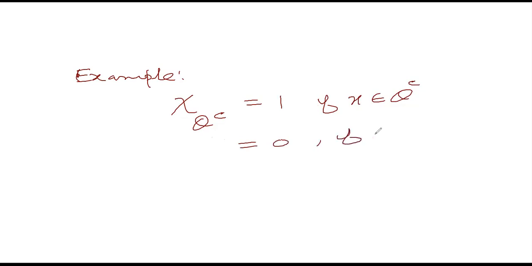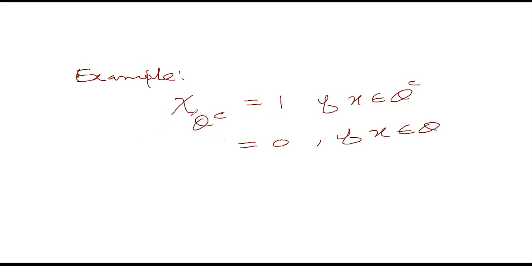So let's take this example, the characteristic function of irrationals, Q complement. It's equal to 1 if x belongs to Q complement, the set of irrationals, and its value is 0 if x is in Q. This function is a simple function because it assumes only two values, 1 and 0. Therefore, it's a simple function.